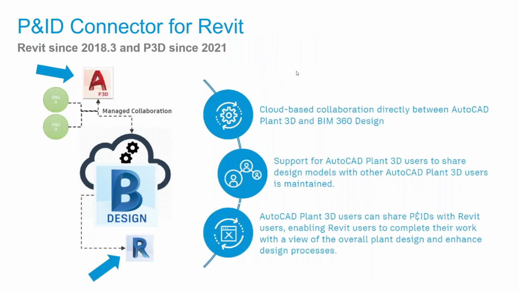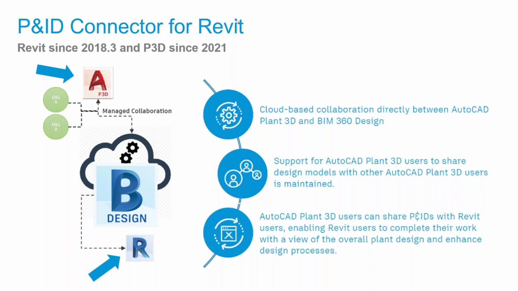So if you move to the next slide here, it's a bit of information about the P&ID connector for Revit. Since 2018 of Revit, and now with 2021 of Plant 3D, you have the ability to share a P&ID. Okay, so this has been reactivated with Revit users.